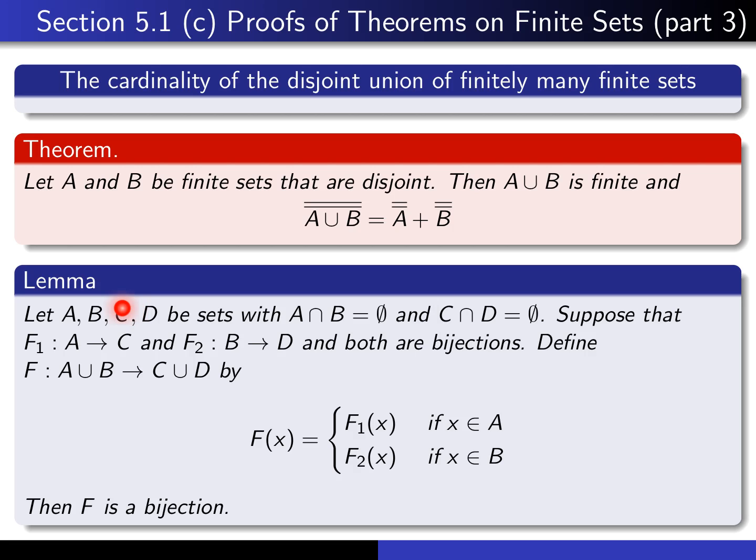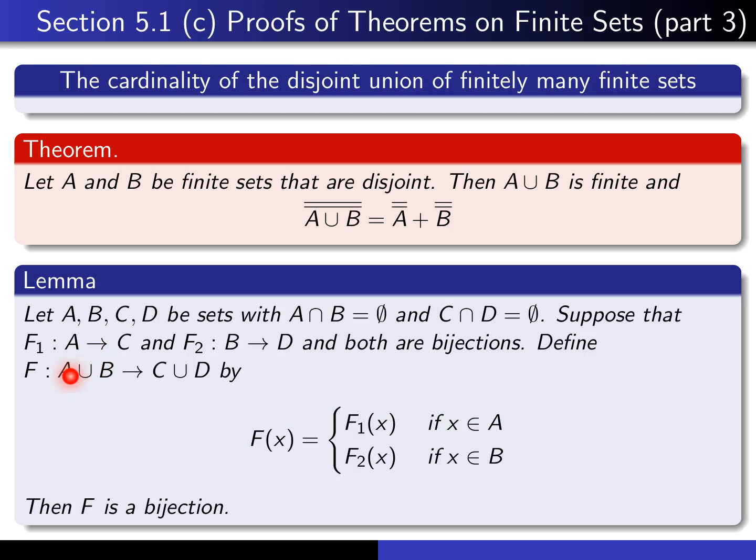We give ourselves four sets, A through D. We assume that A and B are disjoint and C and D are disjoint. And we assume that we have bijections F1 from A into C and F2 from B into D. And so the lemma asserts that we can then define a new function, F, from A union B into C union D, given by this formula here.